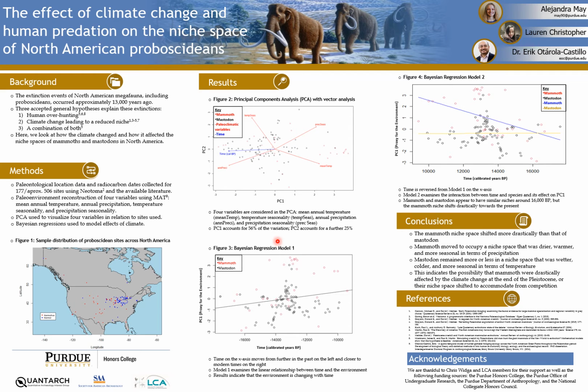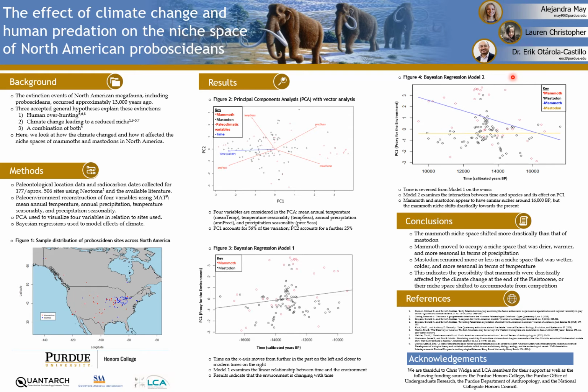Now, by looking at PC1 on this graph, the values closer to 3 indicate a higher mean annual temperature and precipitation seasonality. But as we move towards -3, this indicates more annual precipitation and temperature seasonality. Since PC1 accounted for 56% of the variation, we used it as a proxy for environmental variability in the following Bayesian regression models. The first model examines the linear relationship between time and the environment.